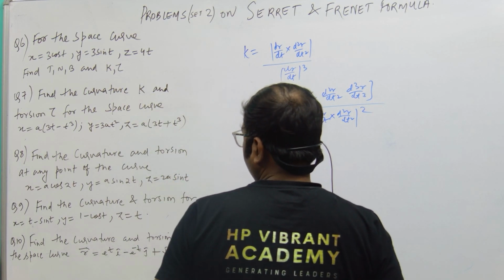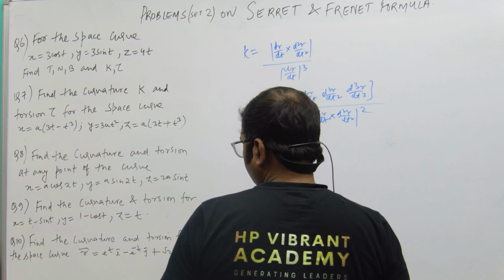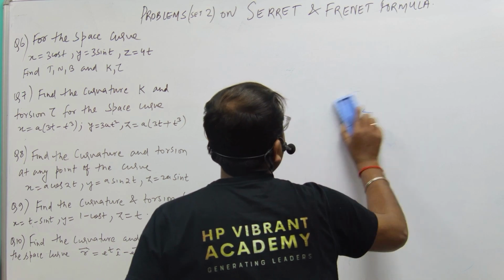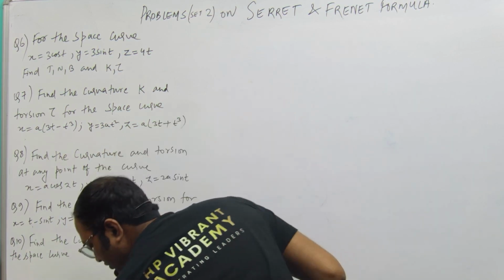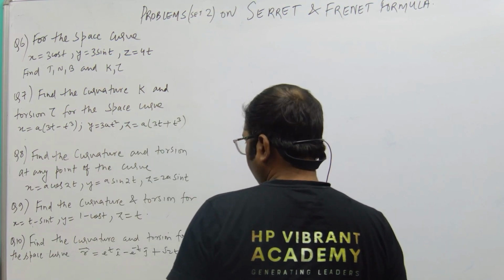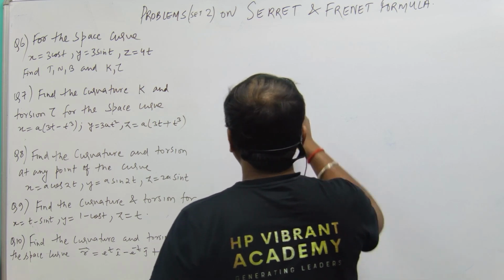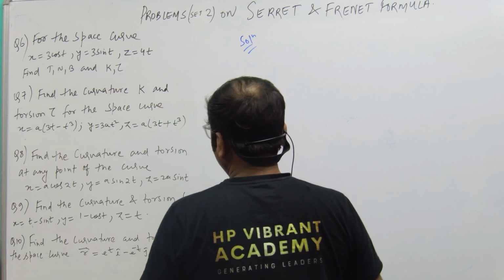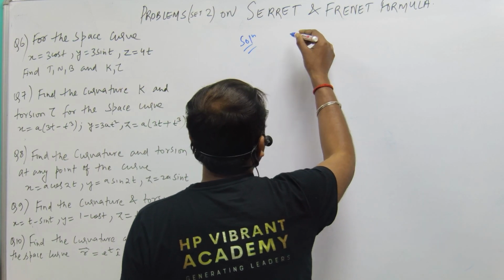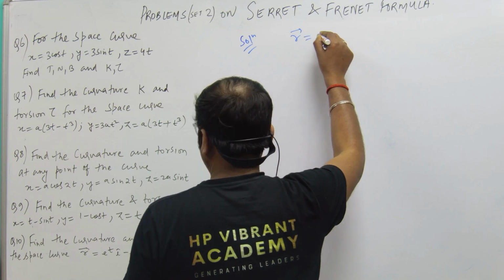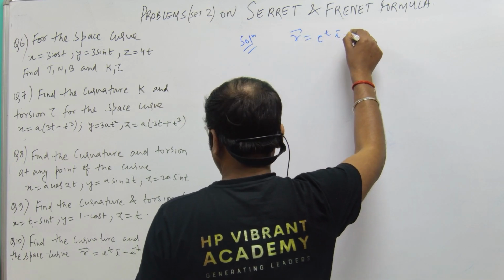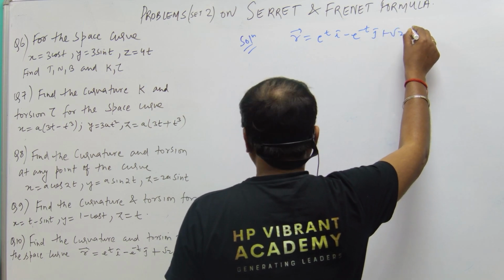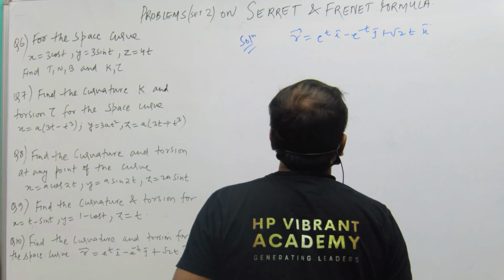So let us discuss question number 10. How we can solve this. Let's find question number 10. Solution of question number 10. Let us write down the position vector. r is given by e to the power t i cap minus e to the power minus t j cap plus root 2 t k cap. Let's solve this.